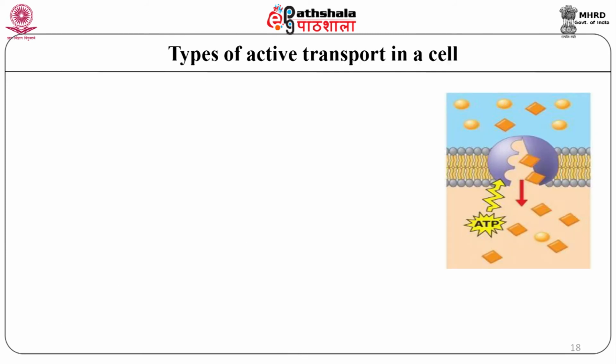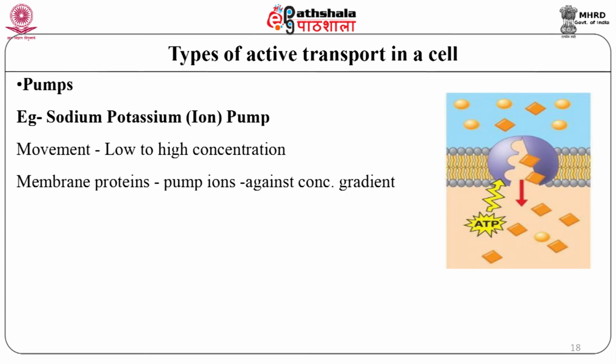Types of active transport in a cell. They are as follows. 1. Pump: the sodium potassium ion pump. This is where the movement is from low to high concentration. It uses protein in the membrane to pump ions against the concentration gradient. Ions are elements with a charge, plus or minus.